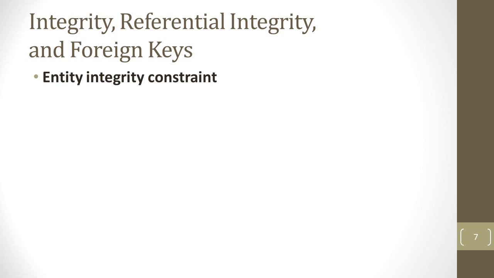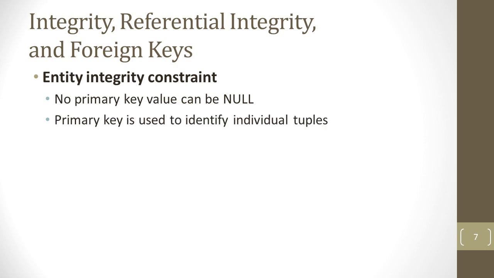So now looking at the entity integrity constraint. This is specifying that no primary key value can be null. That kind of makes sense. If you're going to have a student ID number and say that's the primary key, you can't have some students that just don't have a key. Since the primary key is used to identify the individual tuples, there has to be a value specified for it.